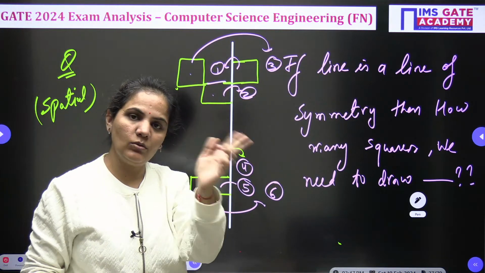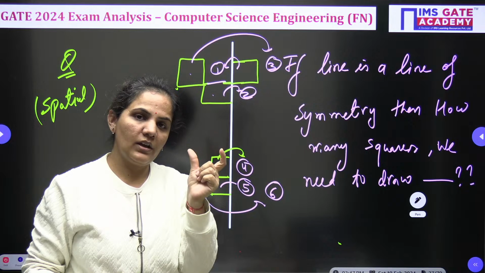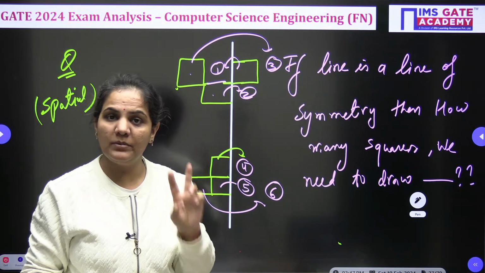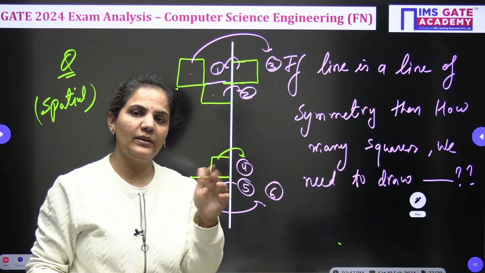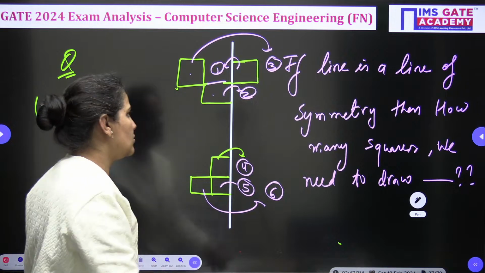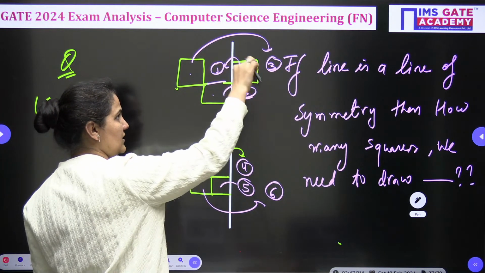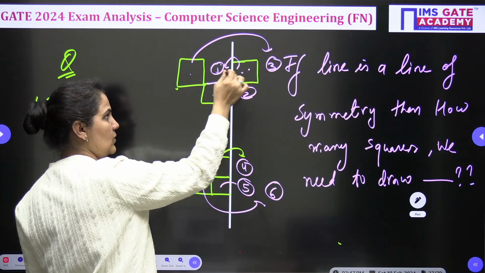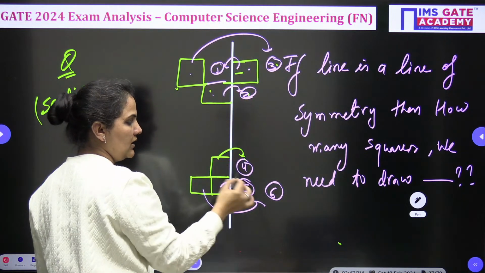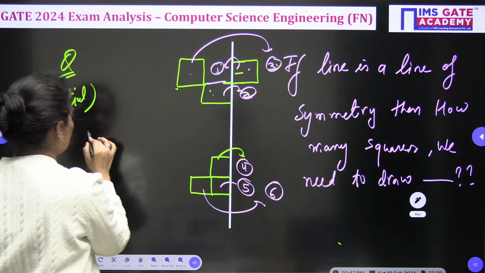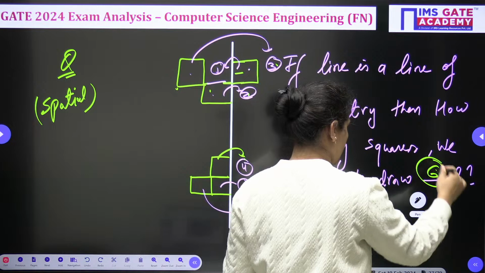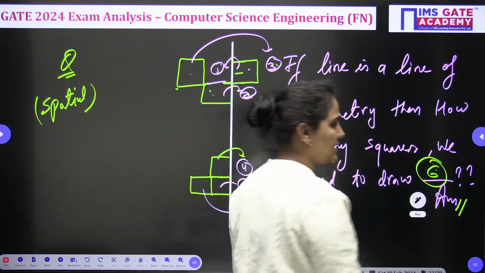Symmetrical means that around the symmetrical line, whatever elements are present on both sides should be the same in number and also in size. It should be identical, same to same. So one you will draw for this one, second for this one, third for this one, fourth, fifth and sixth. So how many squares do we need to draw? We need to draw 6 squares.